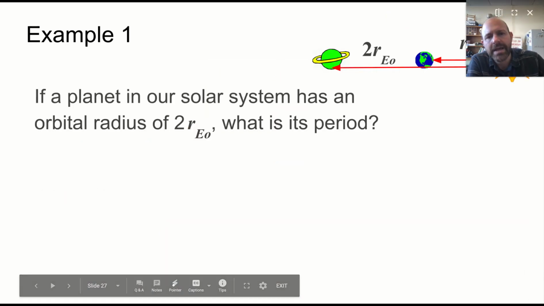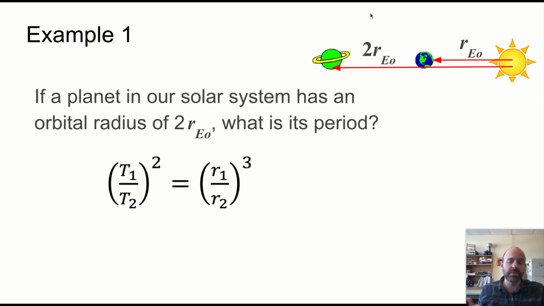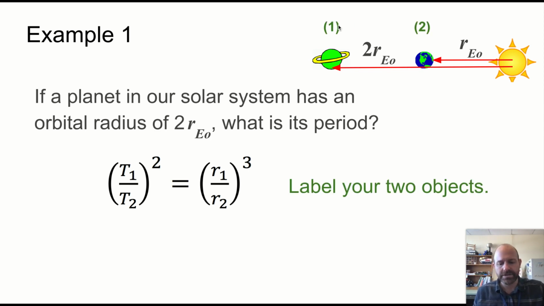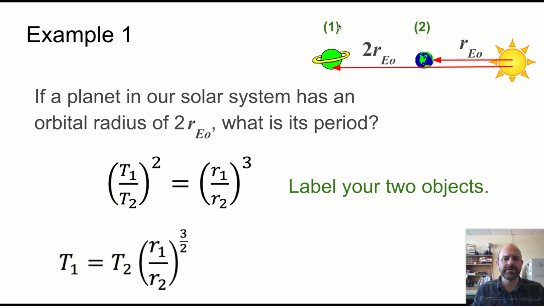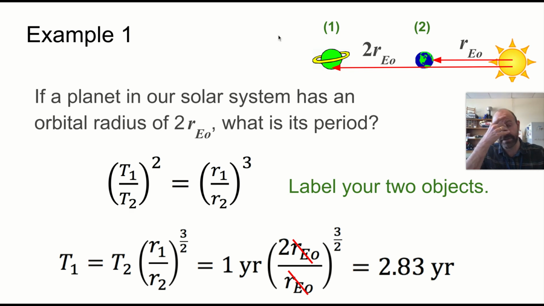So here's an example. If a planet in our solar system has an orbital radius of twice Earth's orbital radius, some new planet suddenly appears there, what is its period? Well, we can use what we know about Earth and its period and radius. And our two objects are 1 and 2. Period of 1 is period of 2 times the ratio of their orbital radii to the 3/2 power. We can plug those in. The radius of the Earth's orbit cancels out, and we get 2.83 Earth years. So this is really the power of this, that it gives you a relatively simple number pretty quickly without a bunch of exponents and scientific notation.